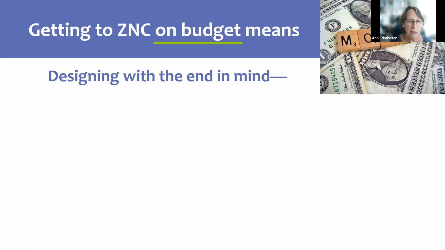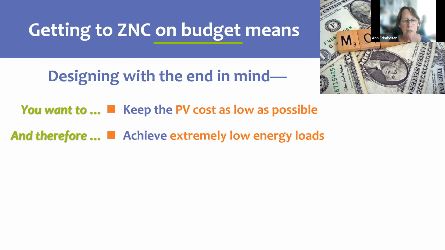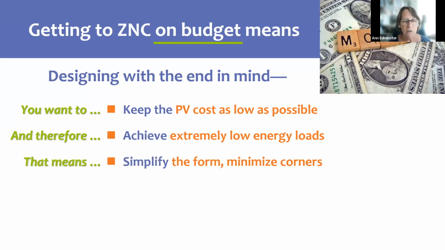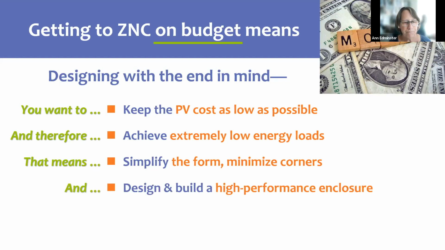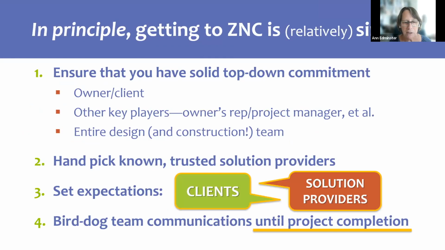So now doing all that on budget means thinking ahead. So for working with the end in mind, we want to keep the PV cost as low as possible for, again, both cost and embodied carbon reasons. We want to have very low energy loads. That means we want to simplify. And I'll say more about that. We want high performance enclosure. We've already covered that, as well as the high performance systems. These last 2 points are the more obvious ones, so I spend less time on those.